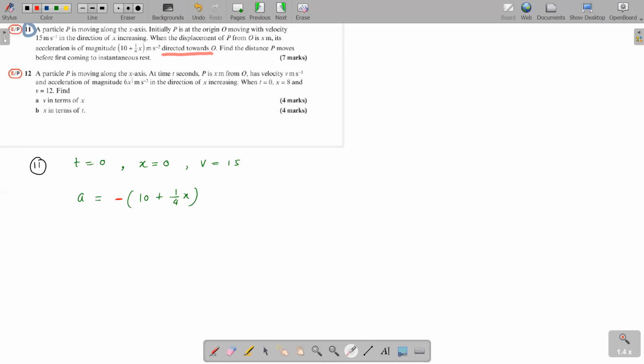So find the distance P moves before first coming to instantaneous rest. So before we do that, first thing is, to get the distance, we'll have to definitely go for the velocity, because coming to instantaneous rest means what? The moment you see the word instantaneous rest, what becomes 0? Velocity becomes 0. So obviously to get velocity 0, I'll have to get the equation that relates velocity and acceleration. So I have to come there.